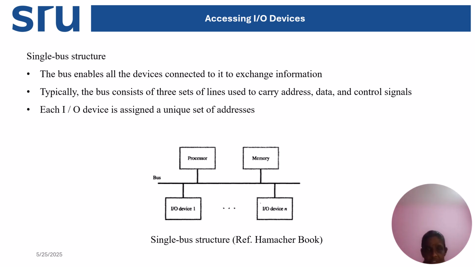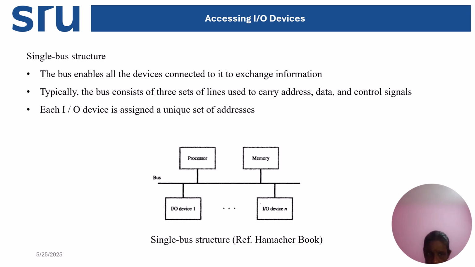So first one, accessing IO devices, single bus architecture. A bus is nothing but a conducting line. It is used to exchange information from one device to another device. Typically, a bus consists of three lines. It has to carry three types of signals: number one, address, data, and then control signals.